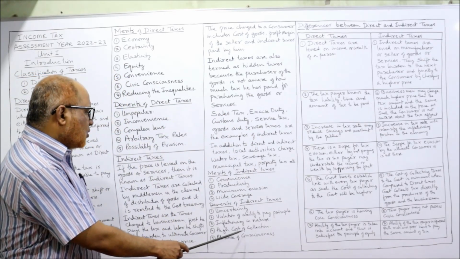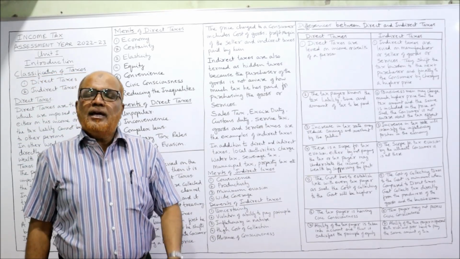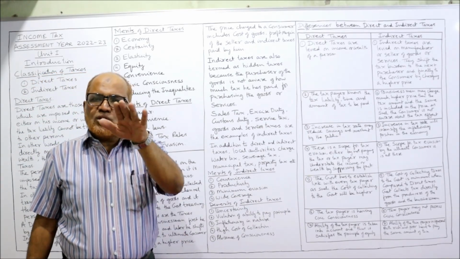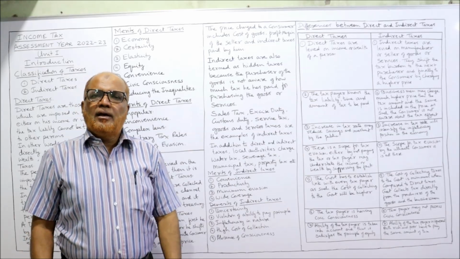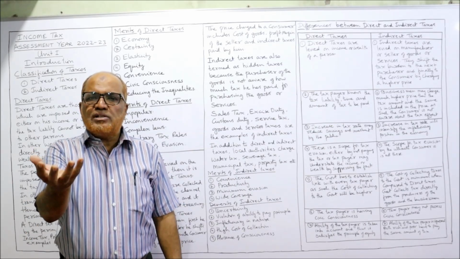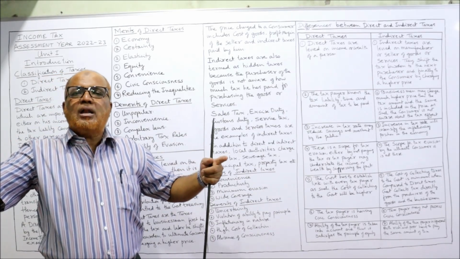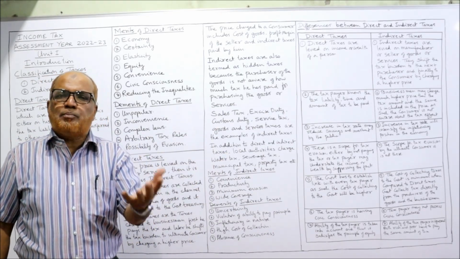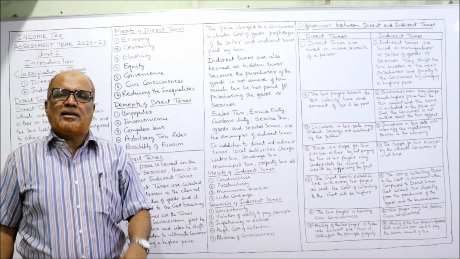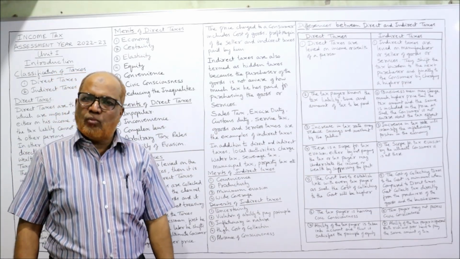Next one is high cost of collection. In case of direct taxes, the cost of collection will be less, more economical. Few officials are required to collect the tax. But in case of indirect taxes, a huge army of officials has to be kept by the government to collect the taxes. So collection charges are more.